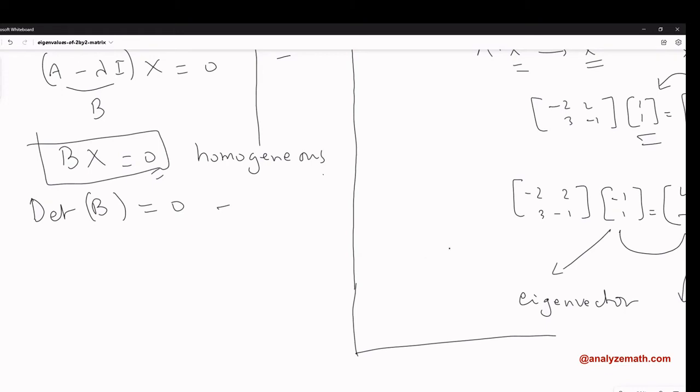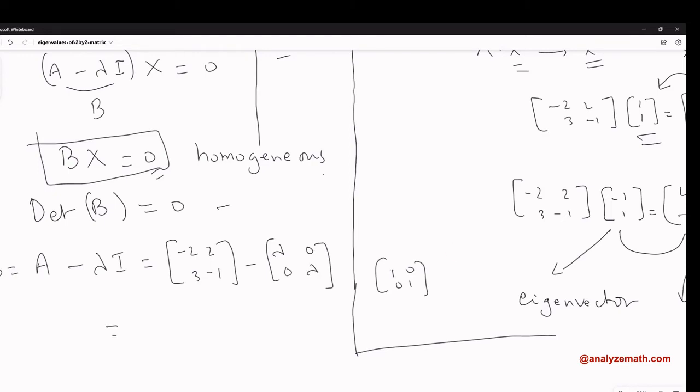Good. What did we say? B is A minus lambda I. A is the matrix negative 2, 2, 3, negative 1, minus lambda times the identity matrix 1, 0, 0, 1. If you multiply the identity matrix by a scalar lambda, you just multiply all the elements of the matrix by lambda. So this is what we get. Subtract the two matrices: negative 2 minus lambda. You just subtract the elements of this from the elements of this, corresponding elements, of course.